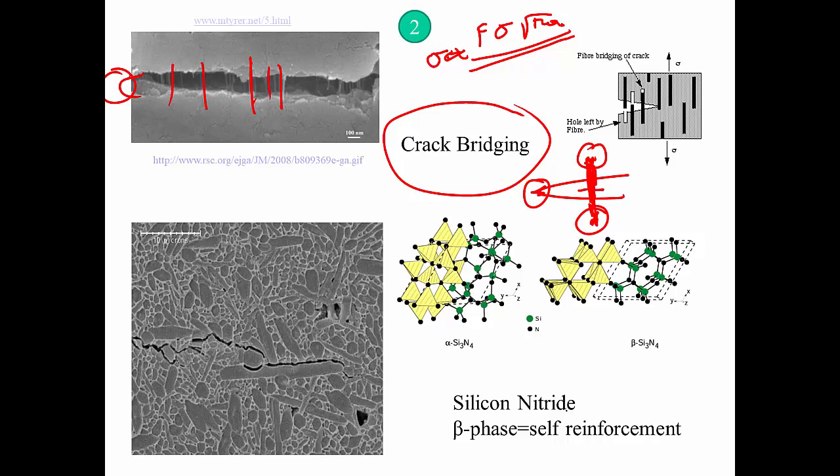But if the failure is such that it allows for a frictional withdrawal of these fibers from one or the other side of the cracks, then you have another energy absorption mechanism that is due to the friction between the fibers and the matrix. And as I said, this can be done with fibers or can be done with phases of the material. For example, in this case, for silicon nitride, the beta phase of the material actually acts as a self-reinforcement because of the elongated shape that it attains in the microstructure.